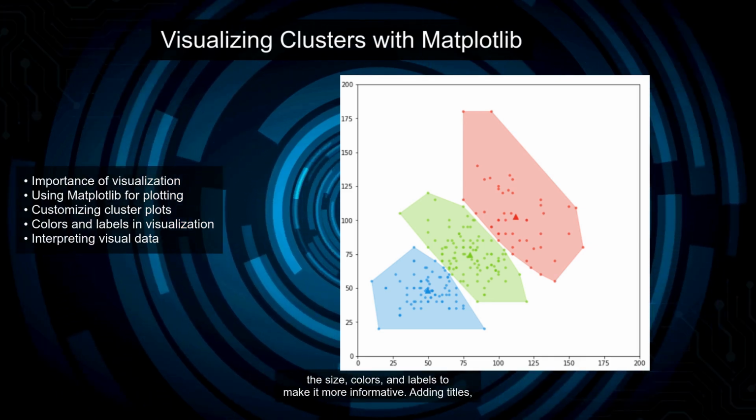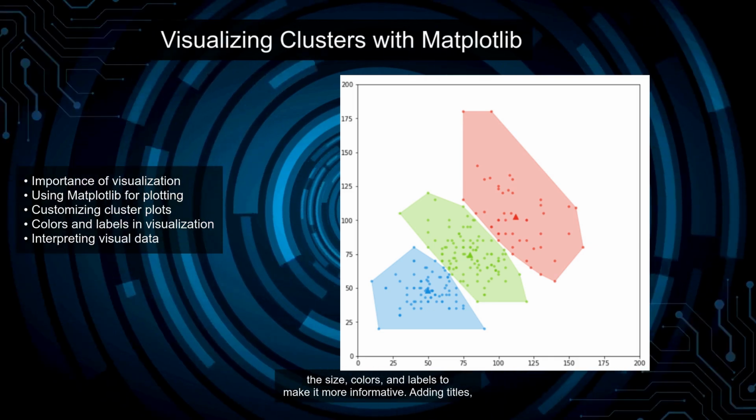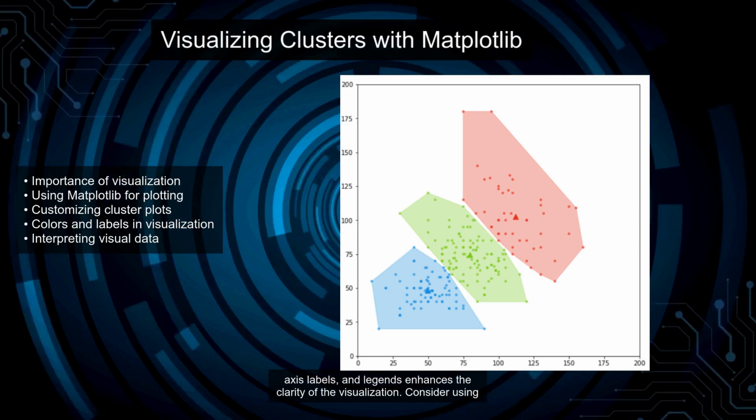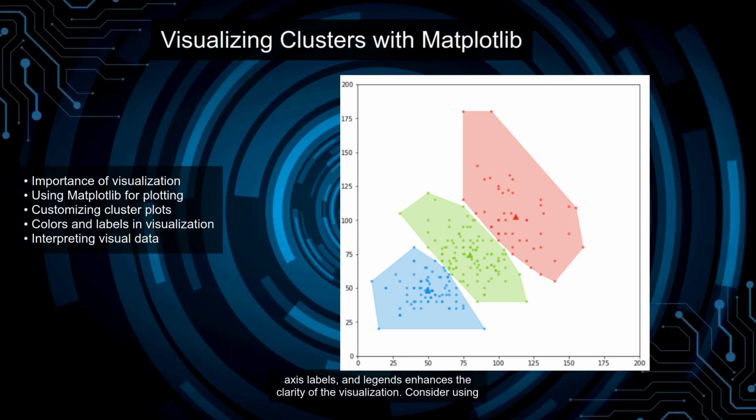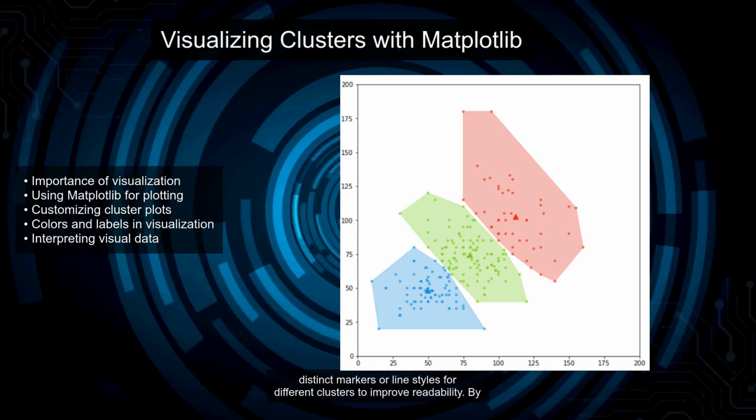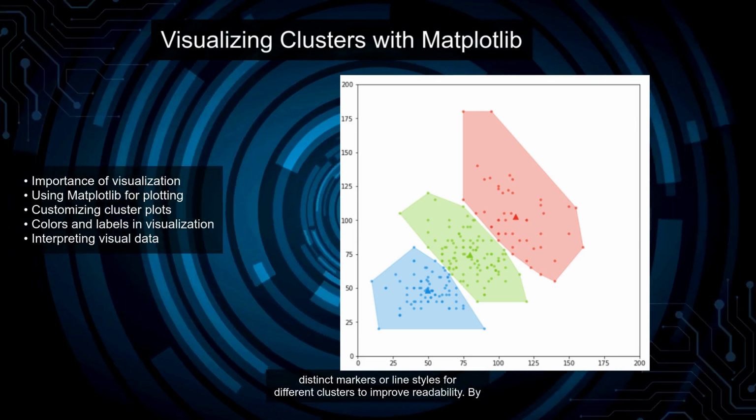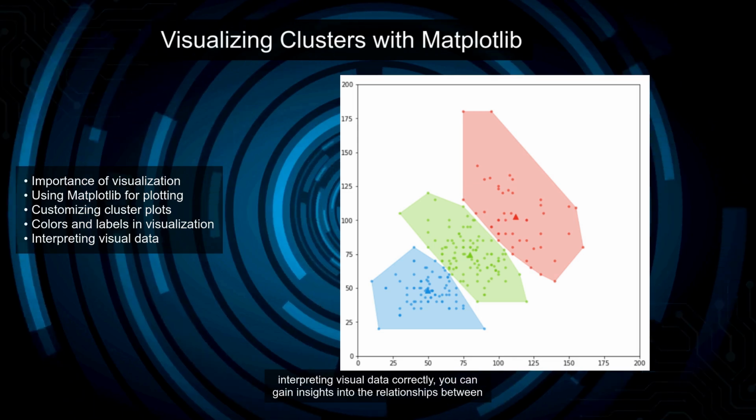You can customize your plot by adjusting the size, colors, and labels to make it more informative. Adding titles, axis labels, and legends enhances the clarity of the visualization. Consider using distinct markers or line styles for different clusters to improve readability.